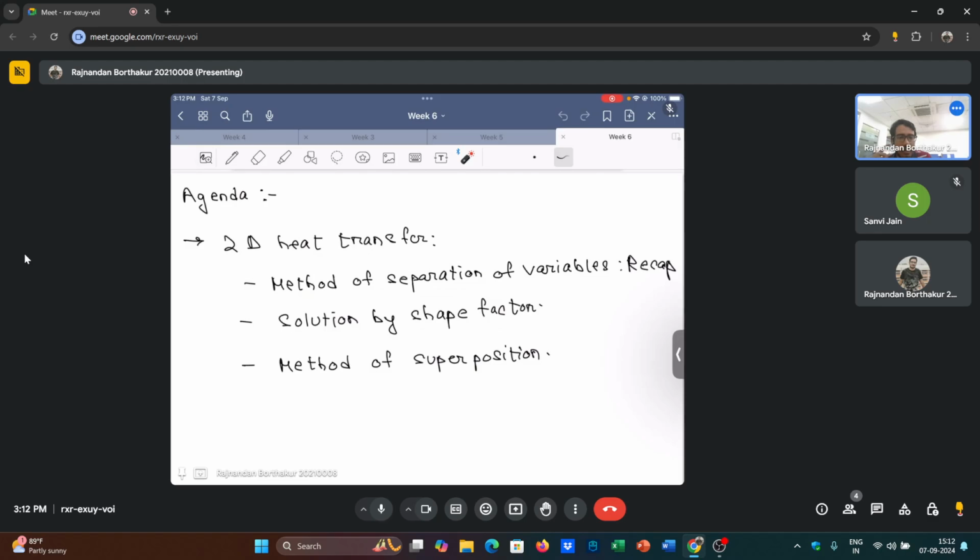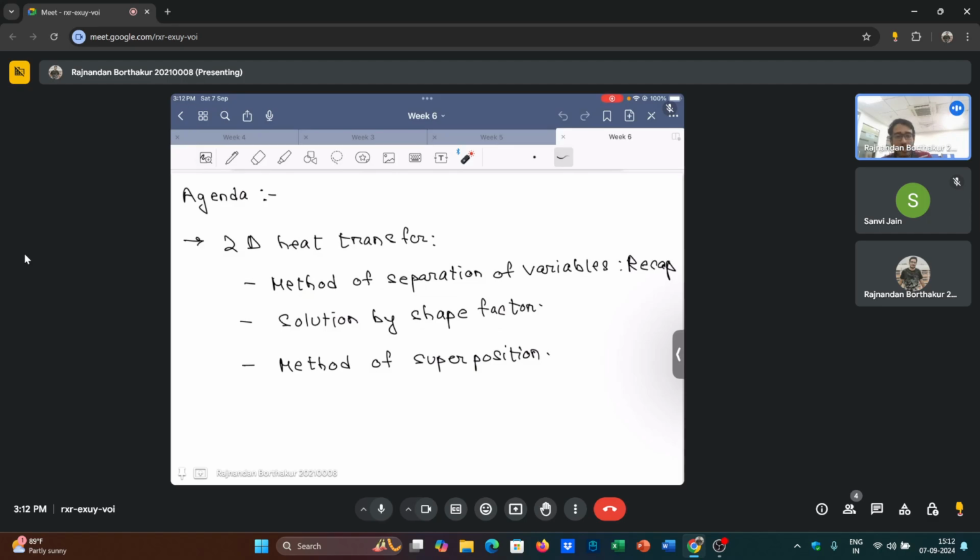But although this separation of variables is a much involved and much useful technique, there are still certain limitations on it, and these limitations you will see. These limitations can be overcome by using something which is known as the method of superposition, solely because, as we will see later, the governing equations are linear and homogeneous.